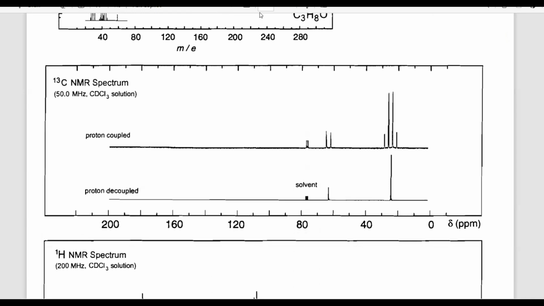The proton coupled spectrum gives a clear indication: 1, 2, 3, 4, a quartet, means there is a CH3 in this compound. 1, 2, this is a doublet, so there is a CH as well. This is a solvent signal. And if you see the proton decoupled spectrum, we get singlets because we removed the coupling of hydrogen with carbon. So carbon 13 means there are two types of carbon present in this unknown compound. Molecular formula C3H8O. Remember this formula.